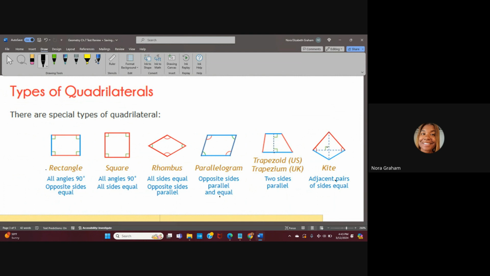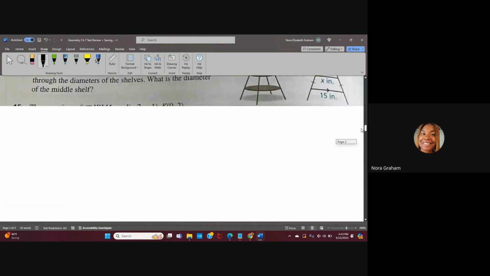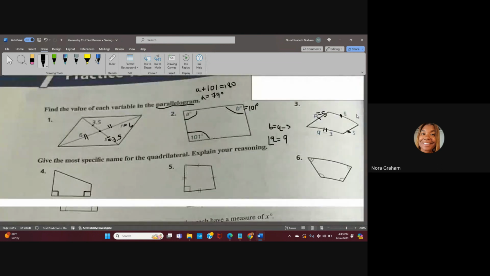And most of the time it has only one right angle. All right. And so on and so forth for these properties. Okay. So I put this one on here because it's going to help us with 4 through 6. All right, so let's look at 4 first.